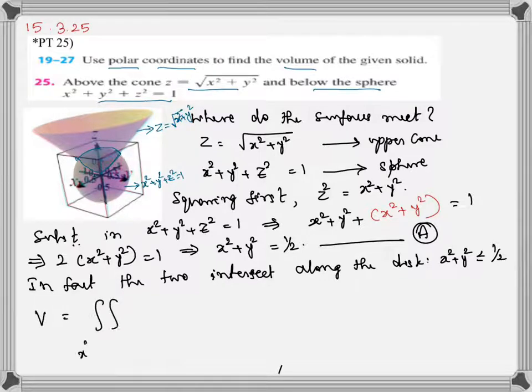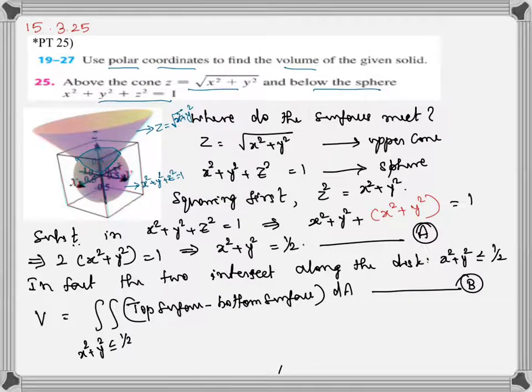So here we are asked to find the volume above the cone, below the sphere. So the top graph should be the part of the sphere and the bottom should be the part of the cone where the two graphs intersect. So x square plus y square less than or equal to 1/2. Top surface minus bottom surface. Of course, it's a double integral over D. The domain is x square plus y square less than or equal to 1/2. Top surface minus bottom surface dA.